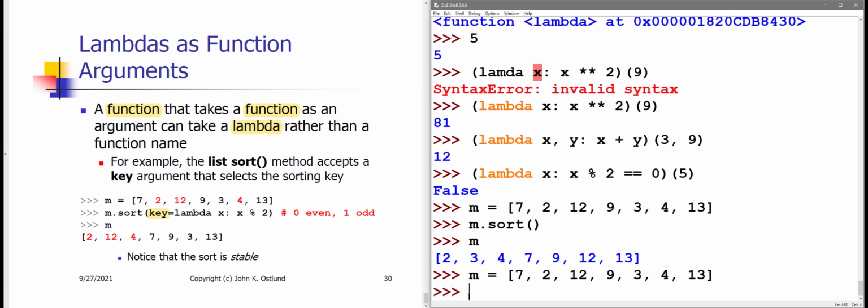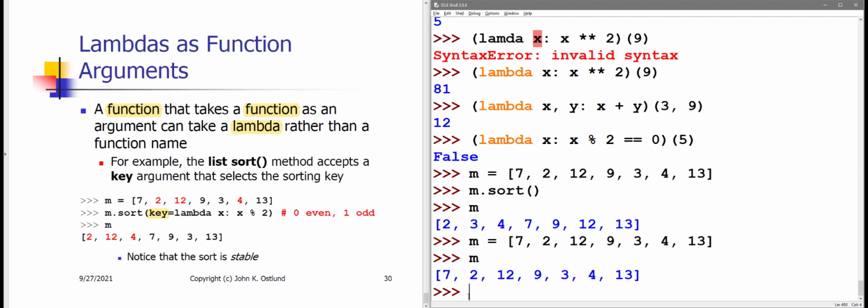All right, so here is my original unsorted list now. If I say m.sort with a key of, and here I can give a function, but since I don't have a function lying around, I can just type a lambda right here. This is a function, it's just an unnamed function. Let's figure out what's happening here.